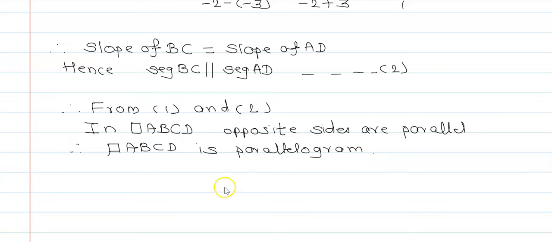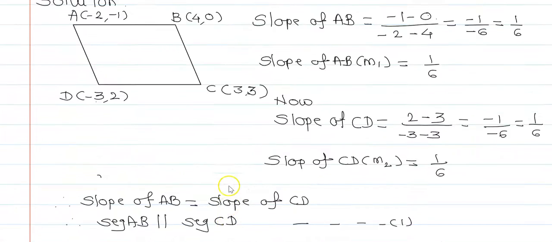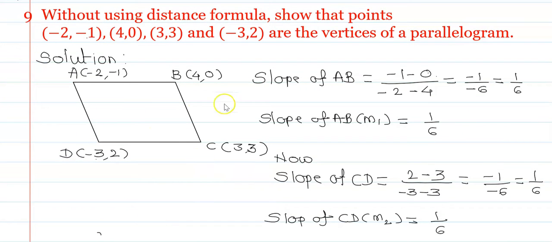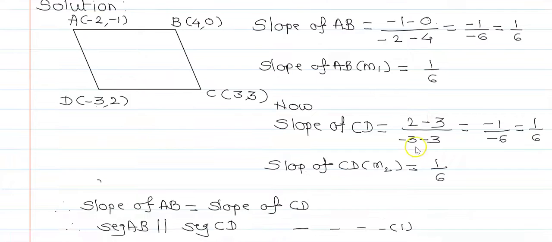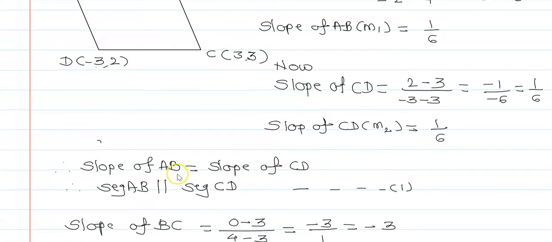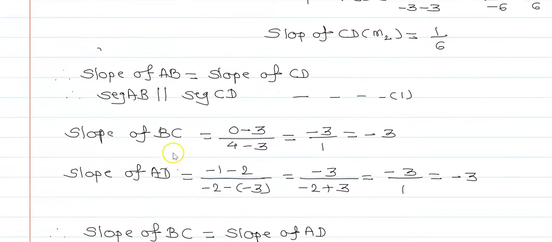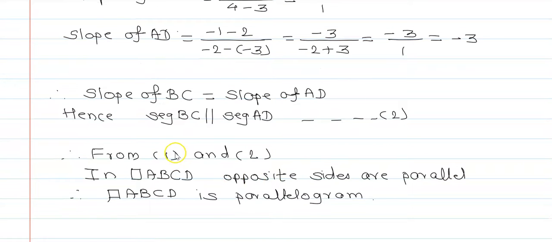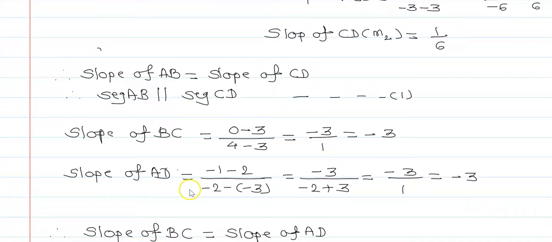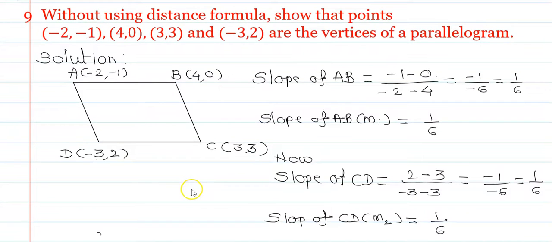Okay. You can see this. First, find out the slope of AB and CD. They are equal. Next, slope of BC and slope of AD, minus 3, minus 3. Again, they are parallel. And hence in the quadrilateral, opposite sides are parallel. Hence it is a parallelogram. You can see this also.